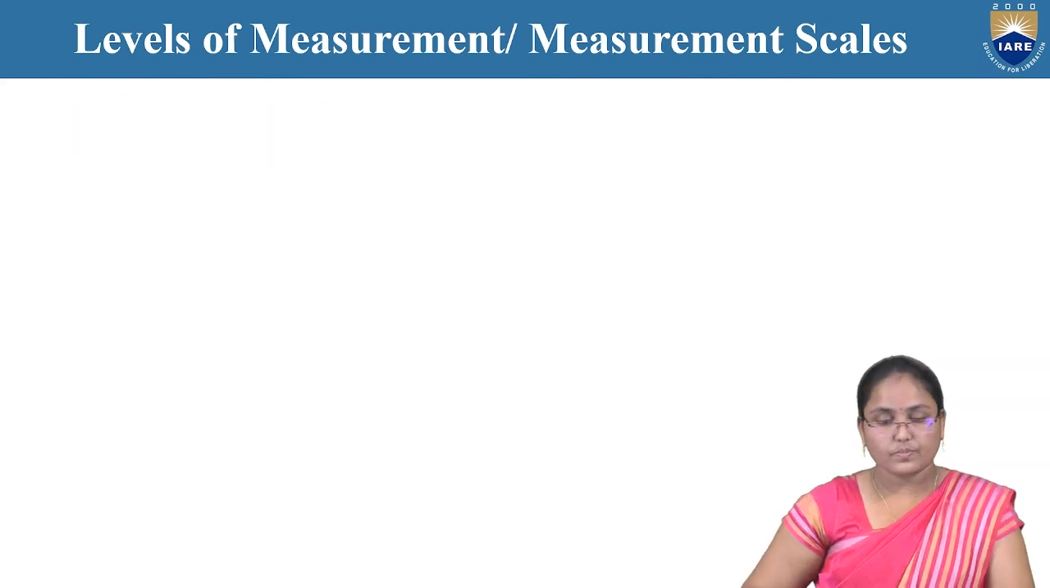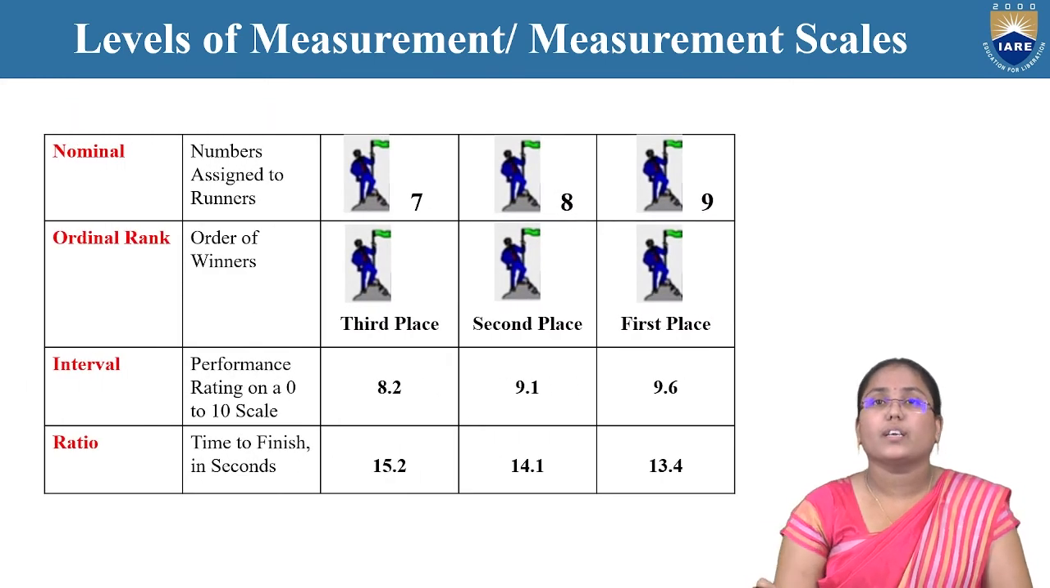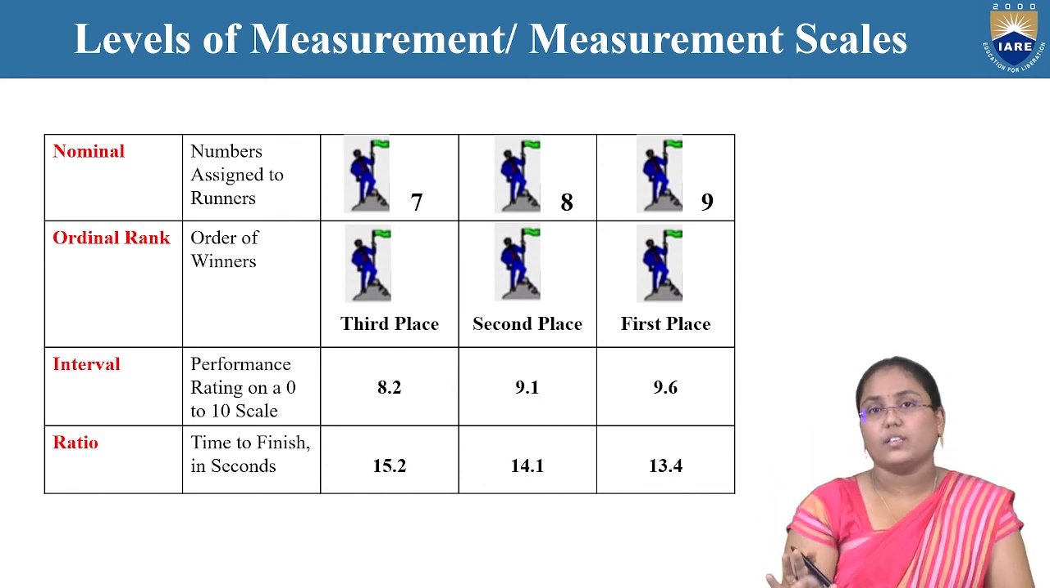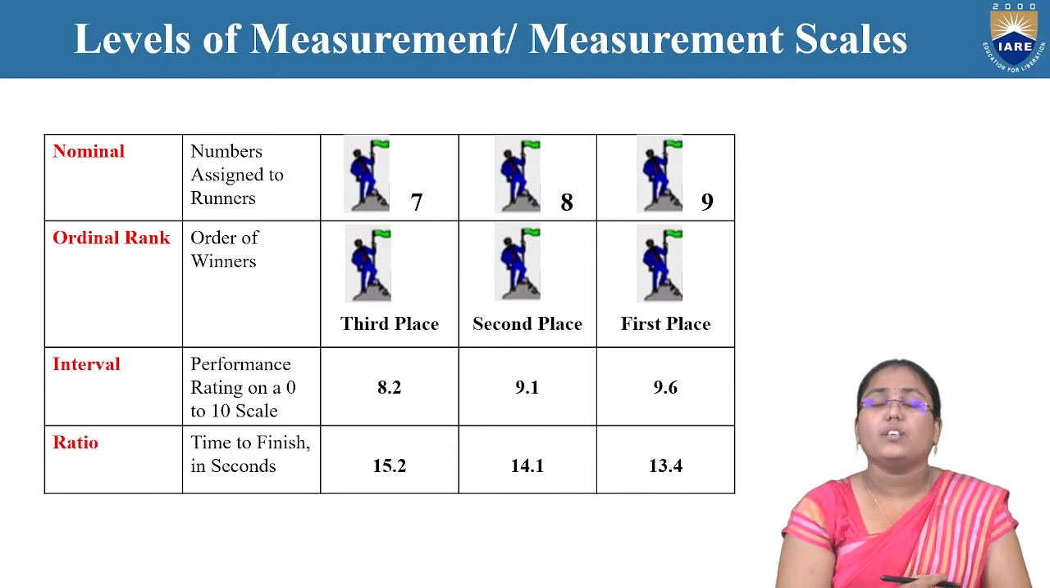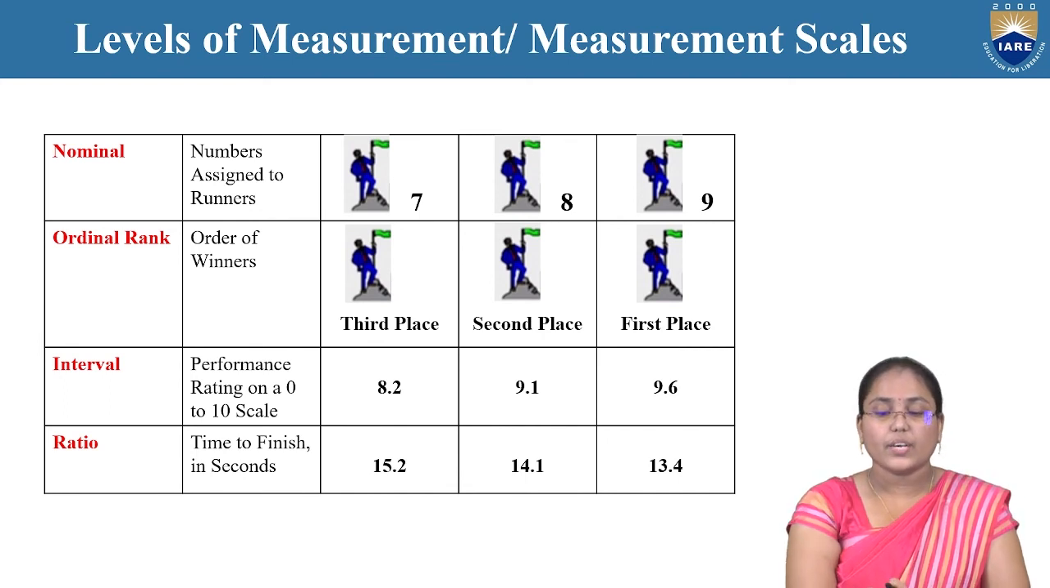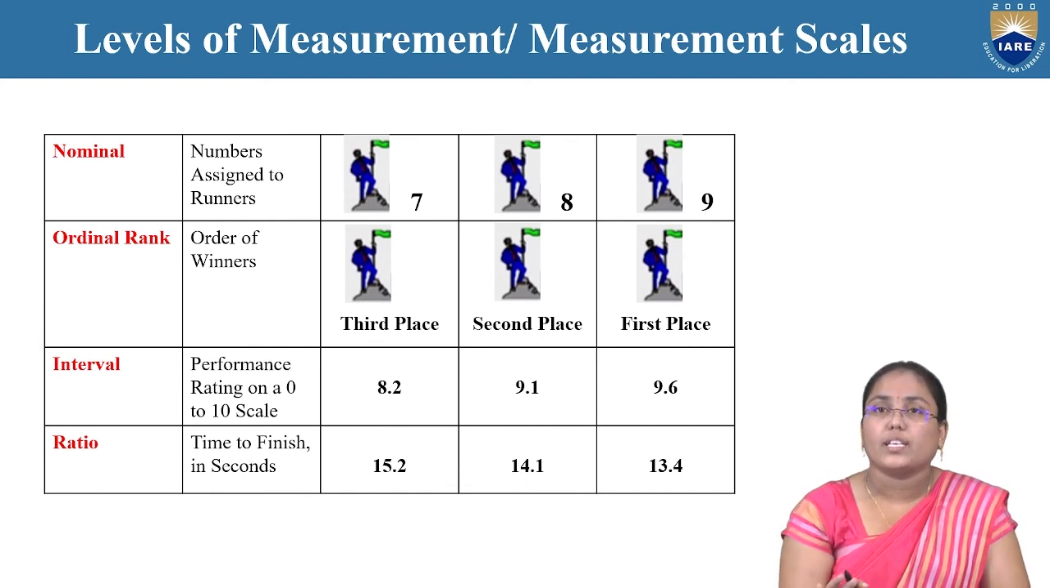So let's look at this particular example where we can see all the levels of measurement and understand the different types of measurements. Levels of measurement: in nominal measurement, numbers are simply assigned to runners. That is 7th player, 8th player, 9th player, we are assigning over here.